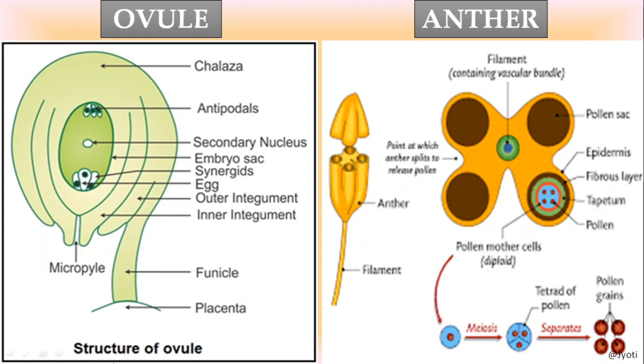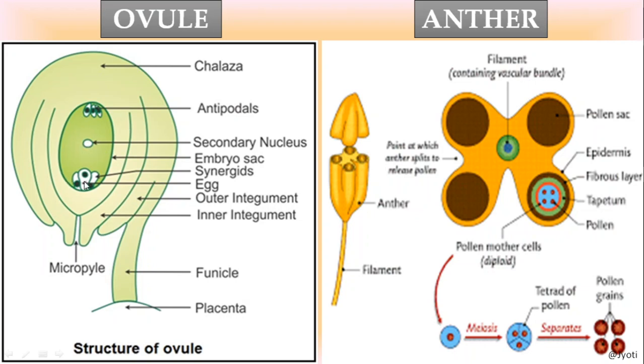But towards the micropylar end, or the end towards which an opening is present, the opening is called the micropyle. Towards that end, three cells are present, out of which two lateral are synergids and one central is the egg cell. And at the center of the embryo sac, a secondary nucleus is present.